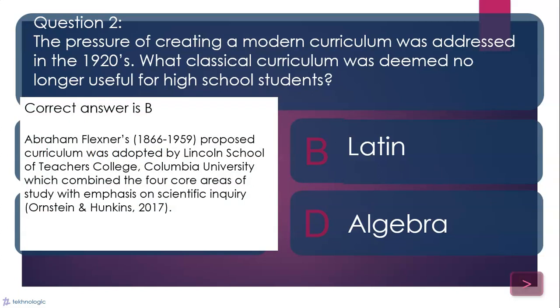Abraham Flexner's (1866–1959) proposed curriculum was adopted by Lincoln School of Teachers College, Columbia University, which combined the 4 core areas of study with emphasis on scientific inquiry. The modern curriculum consists of 4 basic areas: 1. Science, the curriculum's major emphasis; 2. Industry, occupations and trade; 3. Civics, history, economics, and government; 4. Aesthetics, literature, language, art and music.